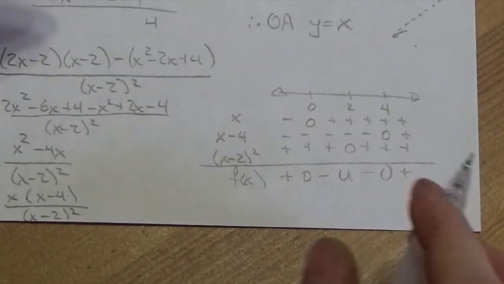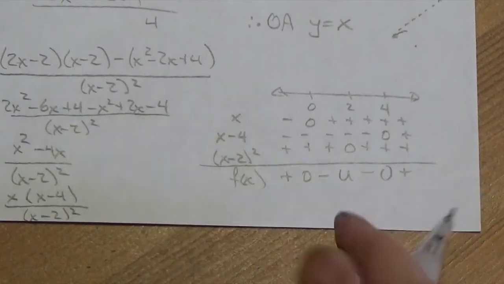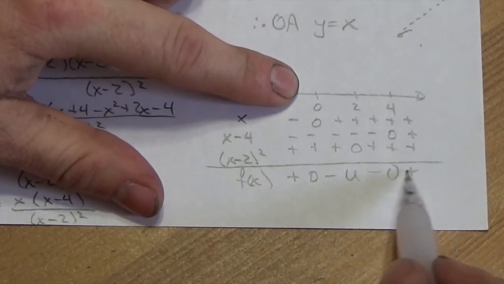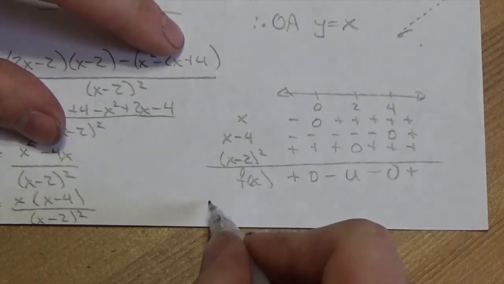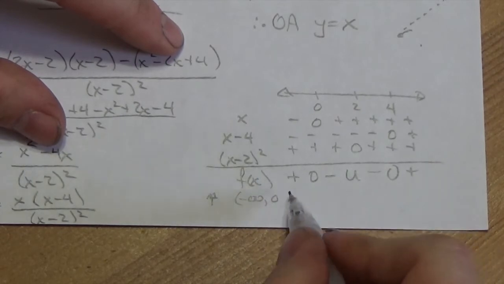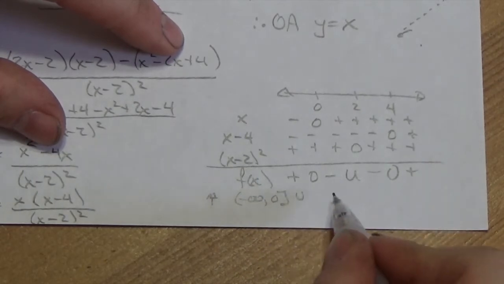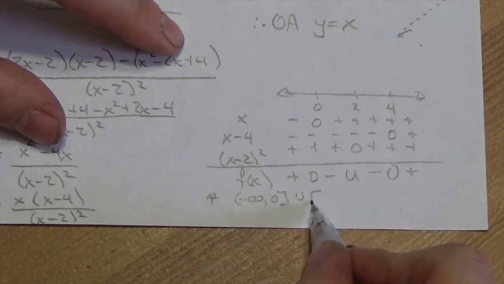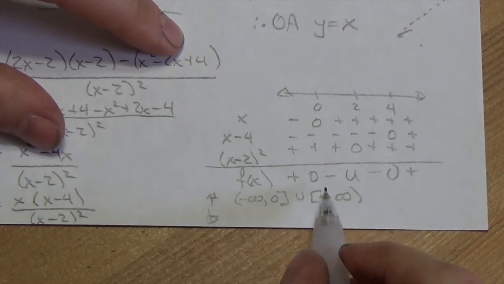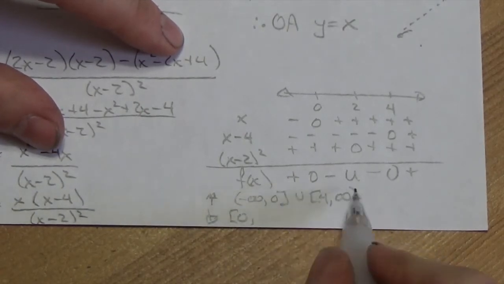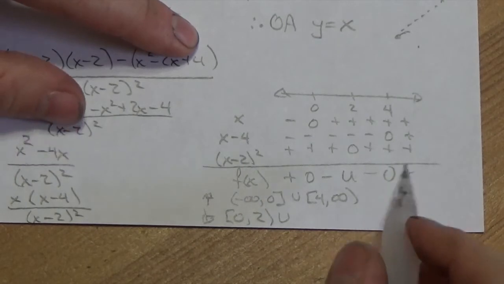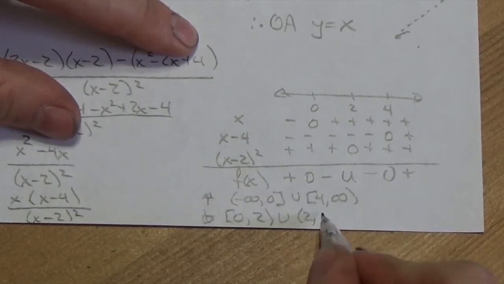So my function, and now I'm running out of room here, so I'm going to have to kind of speed this up here. My function is positive on this interval and this interval, okay? So that means my function is increasing on the interval from negative infinity to 0, including the 0, union 4 out to infinity. This thing is decreasing on the interval 0 to 2, but not including the 2, because the 2 is going to be the vertical asymptote. Union, then it's going to be from 2 again, out to 4.